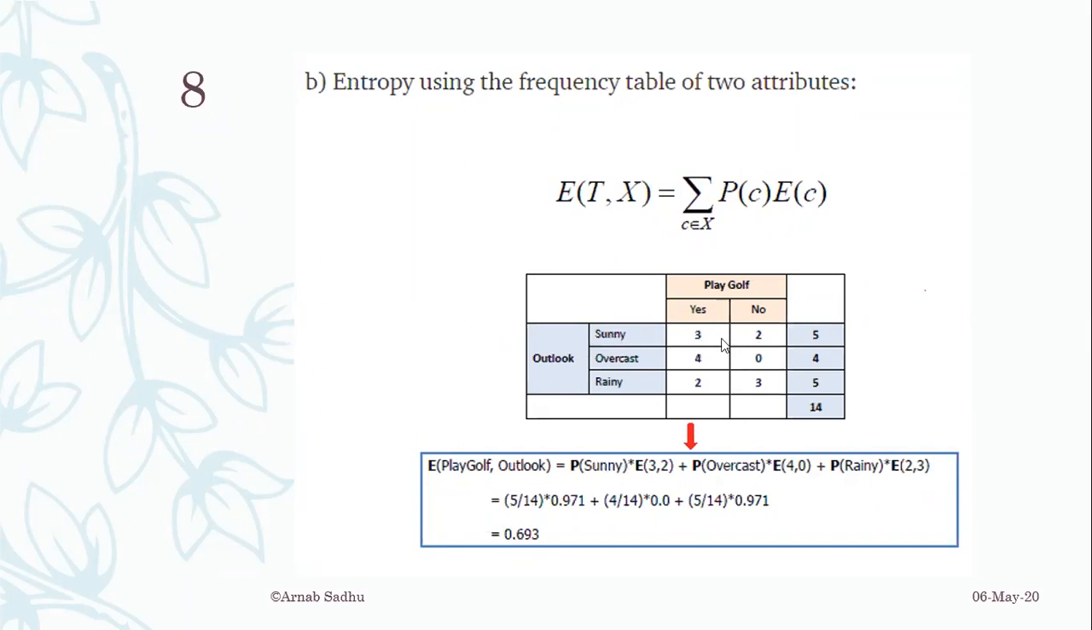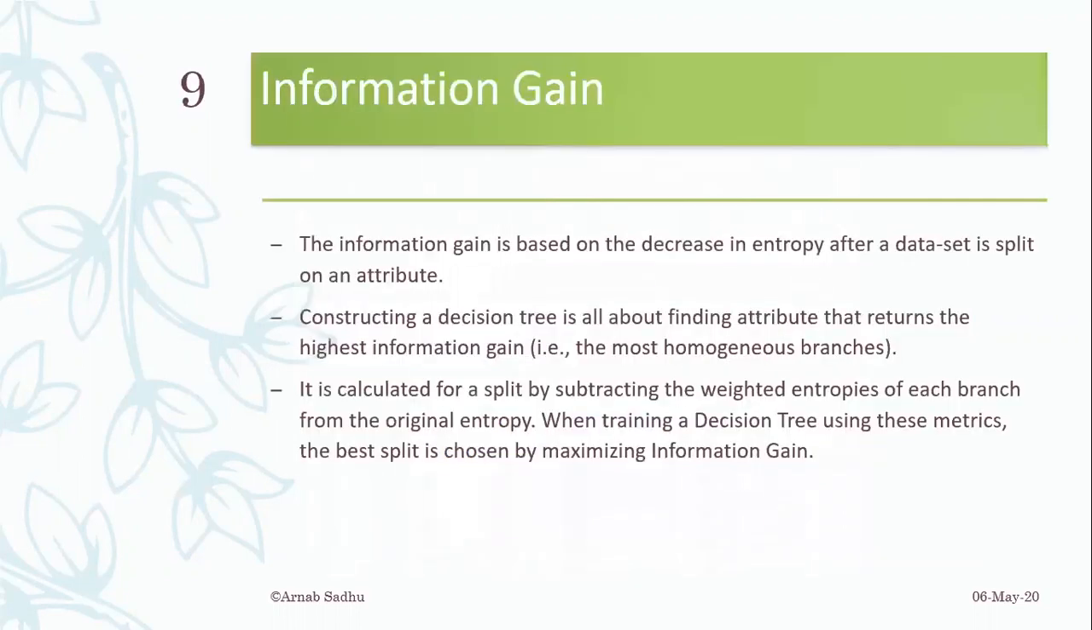So now we have to multiply each and every case with the probability of that category. Probability of sunny is equal to 5 by 14. Probability of overcast is equal to 4 by 14. Probability of rainy is equal to 5 by 14. So we multiply 5 by 14 into this, 4 by 14 into this, 5 by 14 into this. So 0.693. This is how we compute entropy using a frequency table of two attributes. If we have two attributes, we have to go like this: probability into the entropy.